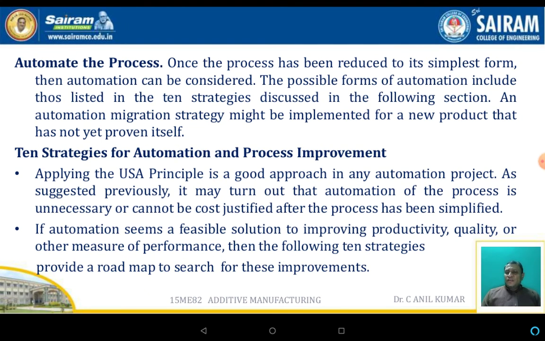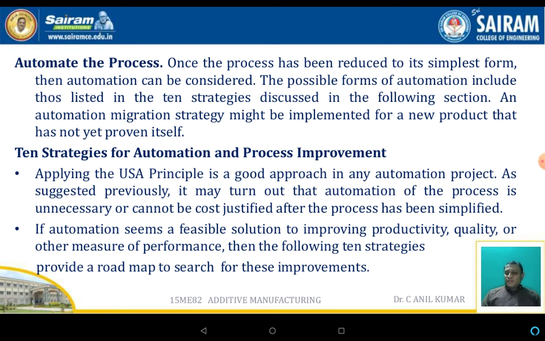The next one, automate the process. Once the process has been reduced to its simplified form, or its simplest form, then automation can be considered. The possible forms of automation include those listed in the 10 strategies discussed in the following section, and the automation migration strategies might be implemented for a new product that has not yet proven itself. The 10 strategies for automation and process improvement.